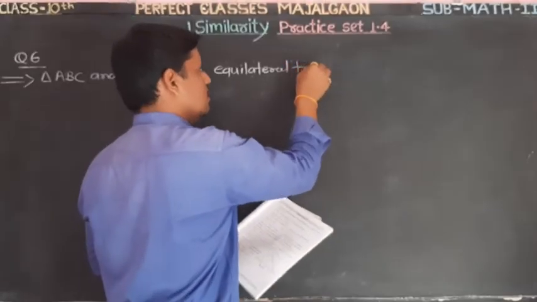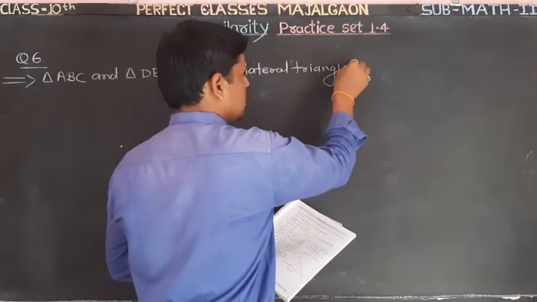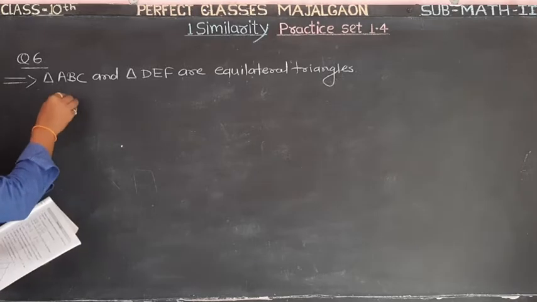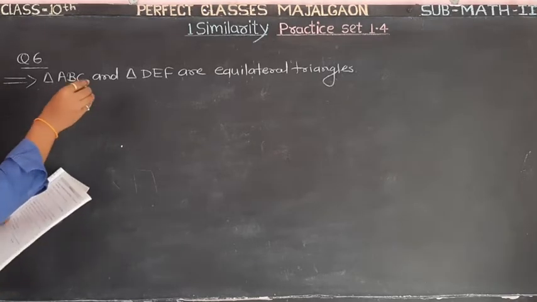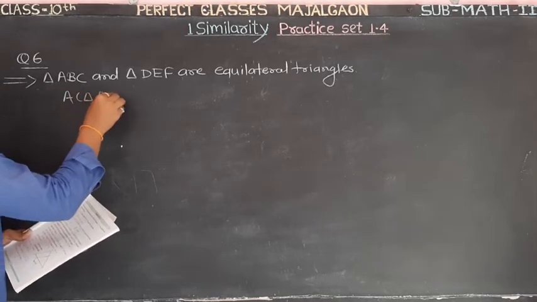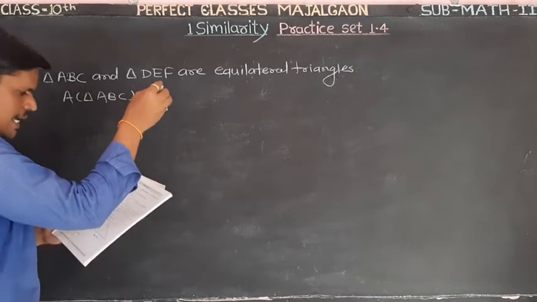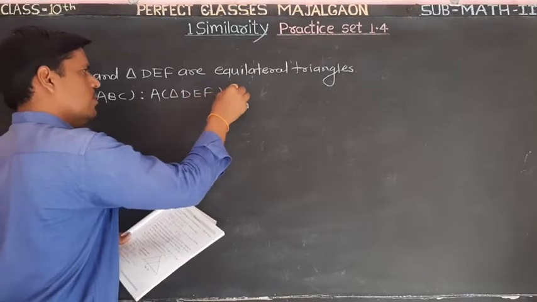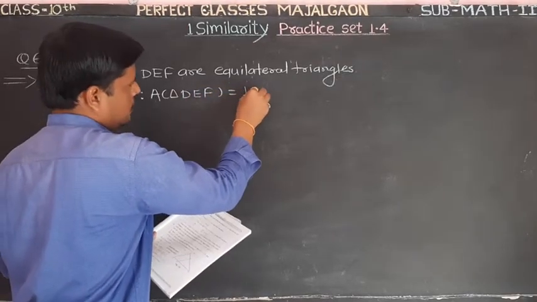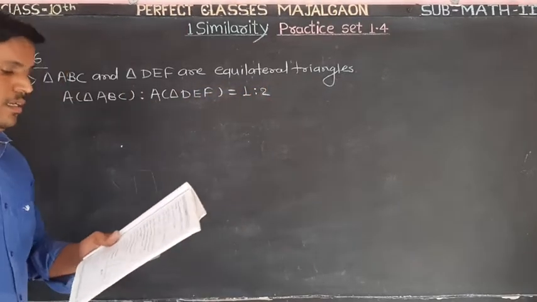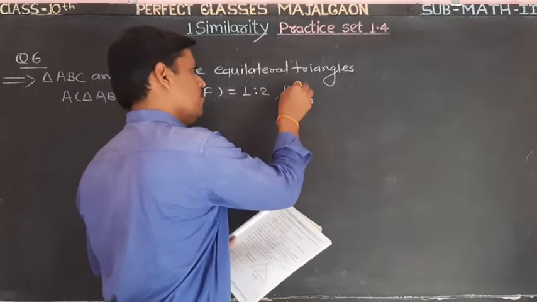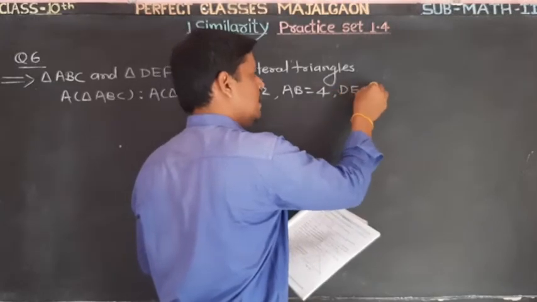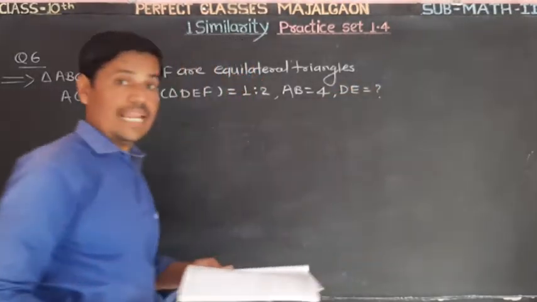Equilateral triangles. They are given that the ratio of the area of triangle ABC to the area of triangle DEF is 1:2. They are also given AB equal to 4. Then find DE. How to find DE? Now we see how to calculate DE.